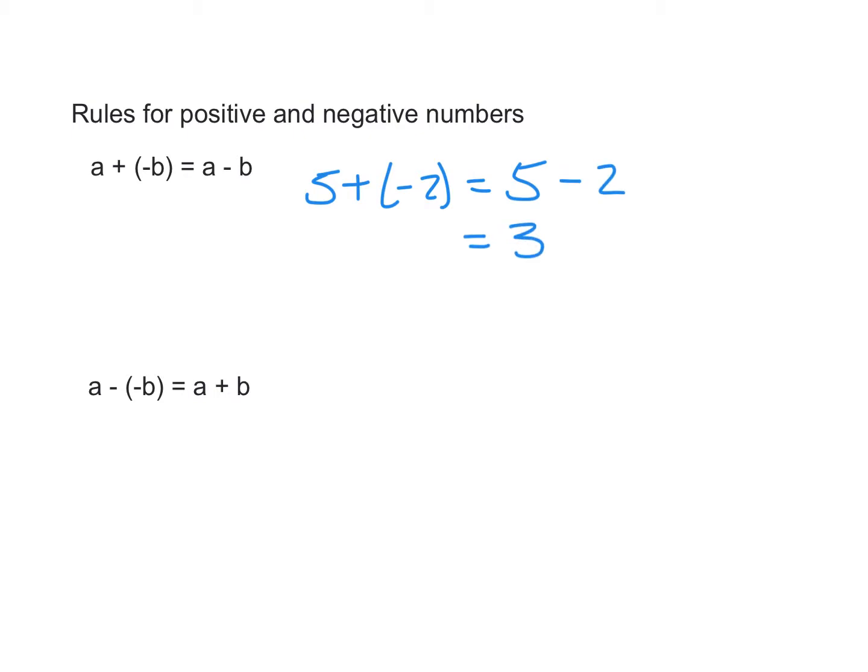Right, let's look at the second rule. So a minus, open brackets, a minus number equals a plus b. So let's put that into a proper example. We have 5 minus -2 equals. Right, so we know that a is 5, so 5 stays the same. Now we've got to look at this rule over here. Minus a negative number becomes a positive. Alright, so we go plus 2. So 5 plus 2 gives me 7.